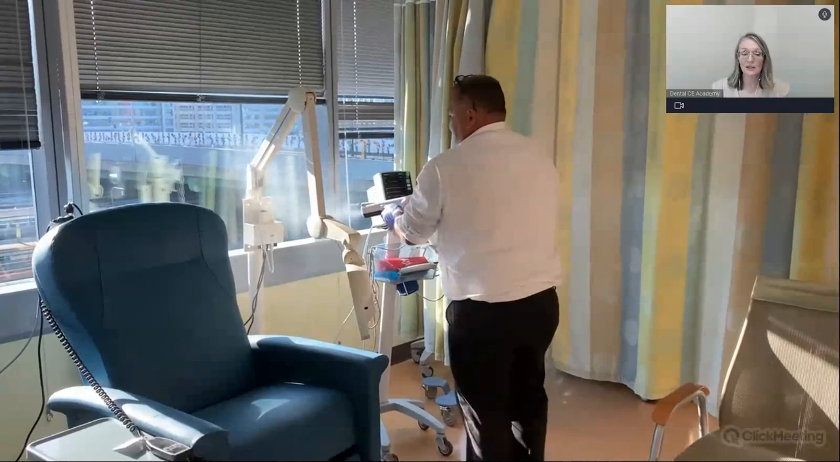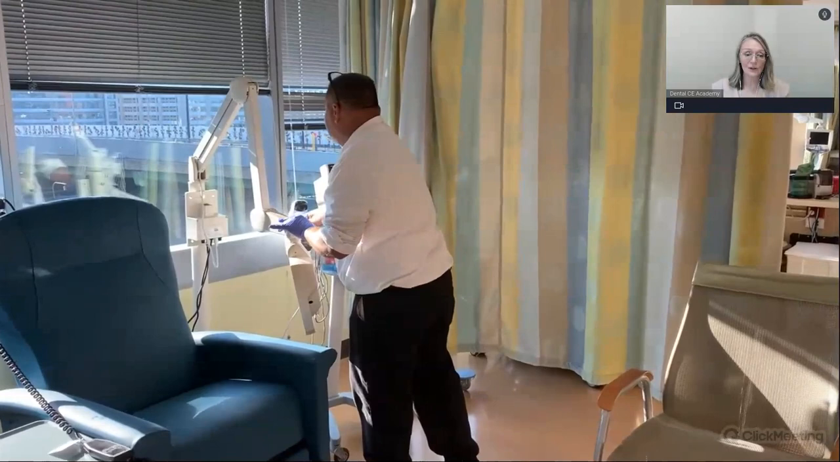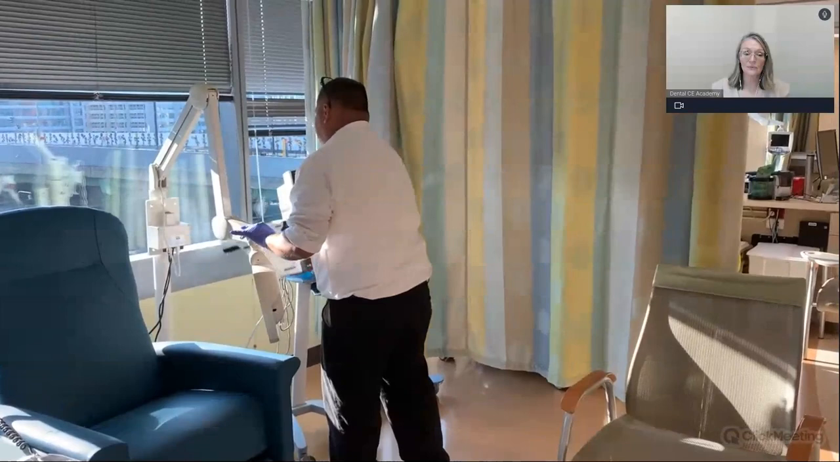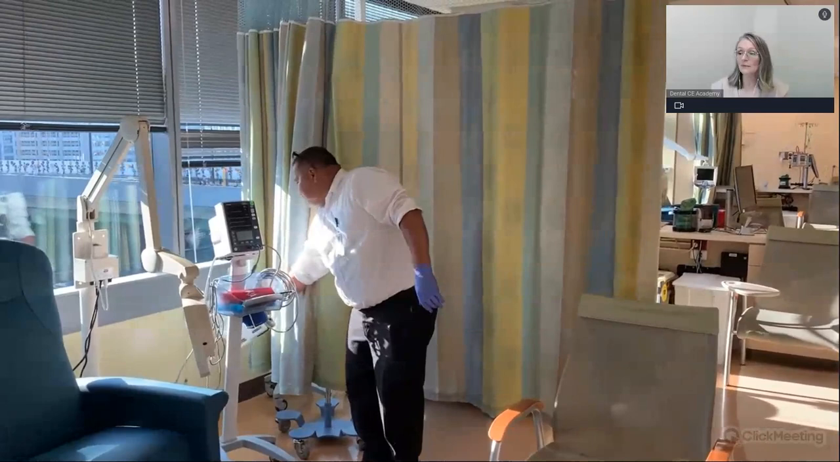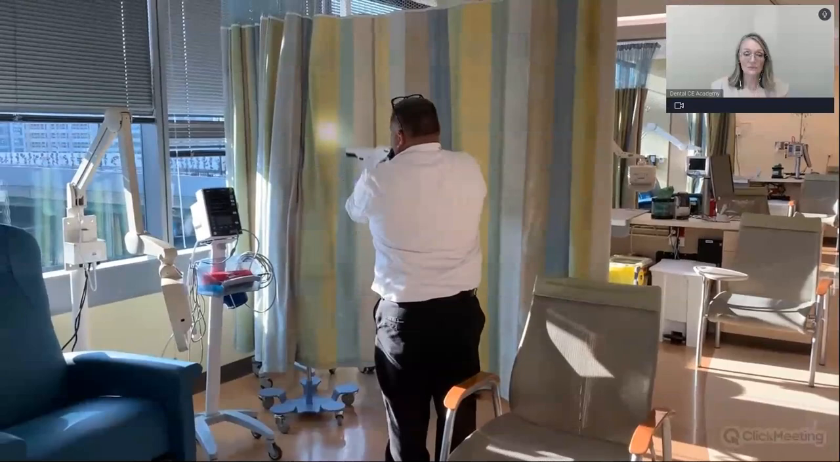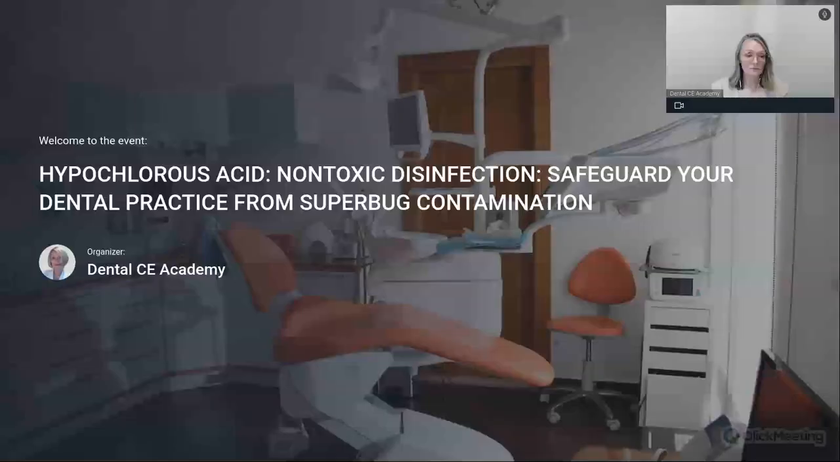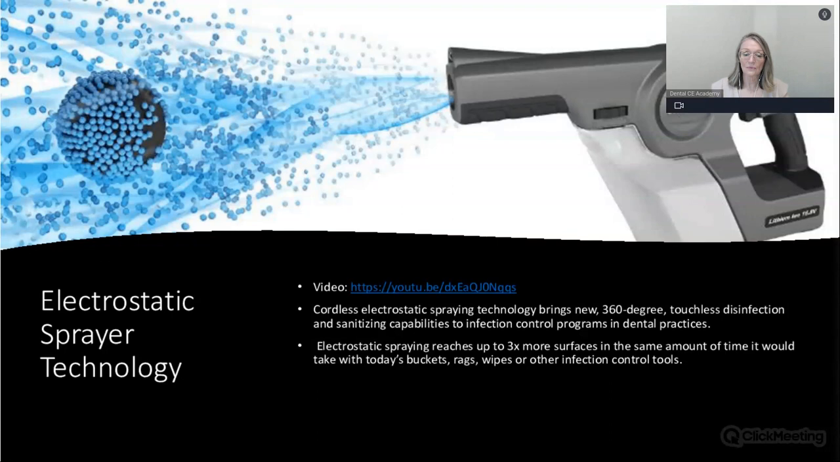Notice he just disinfected the blood pressure device, the electronics, and so forth. He's going to go over to the curtain and treat the curtain and then the chair. He treats this entire operatory, this is an infusion center, in 1 minute and 59 seconds. So the electrostatic spraying technology reaches up to 3 times more surfaces in the same amount of time it would take you to use the wipe.